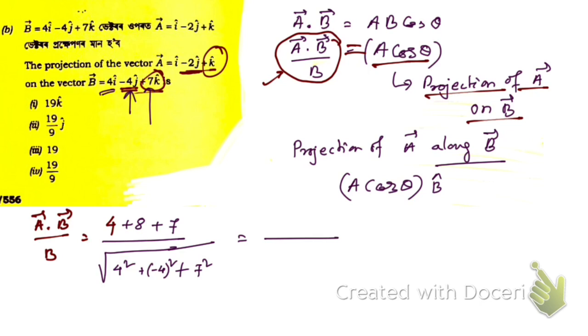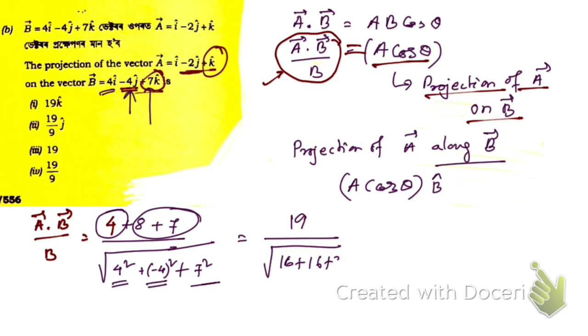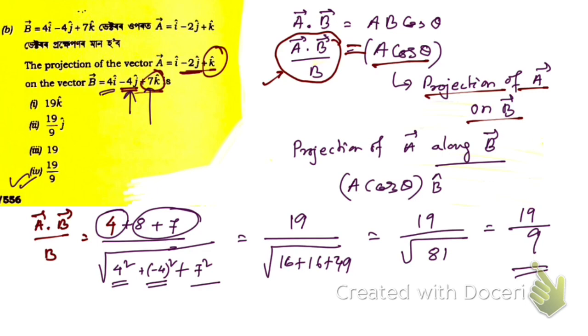If we calculate this, what are we going to get? 15 plus 4 is going to be 19, right? Then root over 4 square 16, 16 plus 16 plus 49. So that is going to give you 19 divided by root over 81, and square root of 81 is nothing but 9, right? So this is what we have got. The correct answer will be 19 by 9. Hope you have understood. If the question is given as projection of A along B, then we have to multiply by B cap. Hope you have understood this.